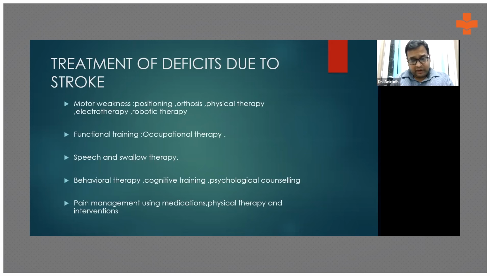Now comes the pain management. Pain is very common in patients of stroke, and generally there is something called shoulder hand syndrome. So most of the stroke patients complain of pain in the affected side, shoulder and the head. And there is a host of differential diagnoses for pain of the shoulders. So shoulder pain should first be diagnosed.